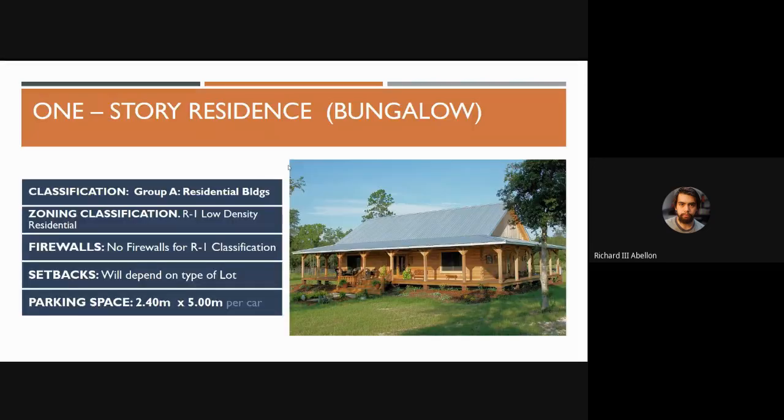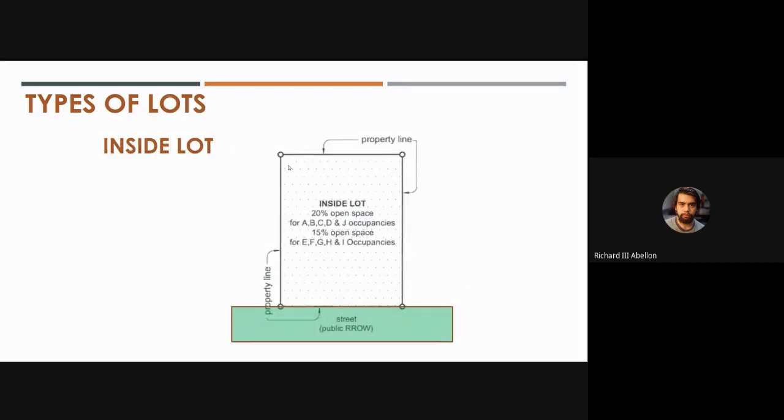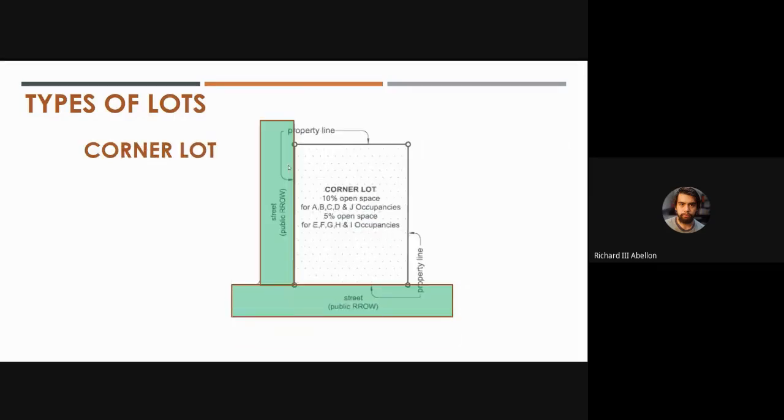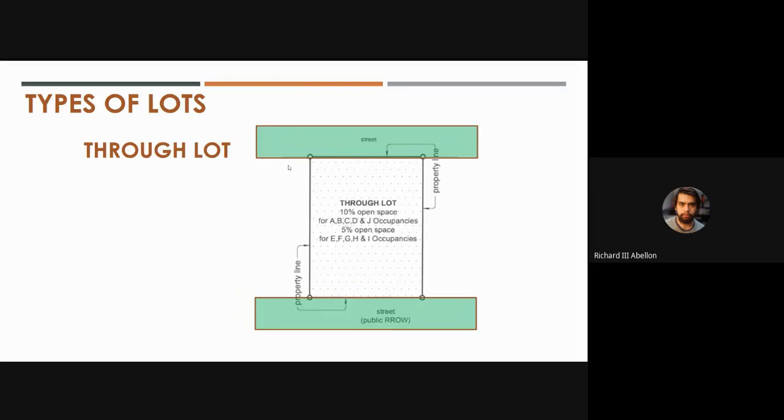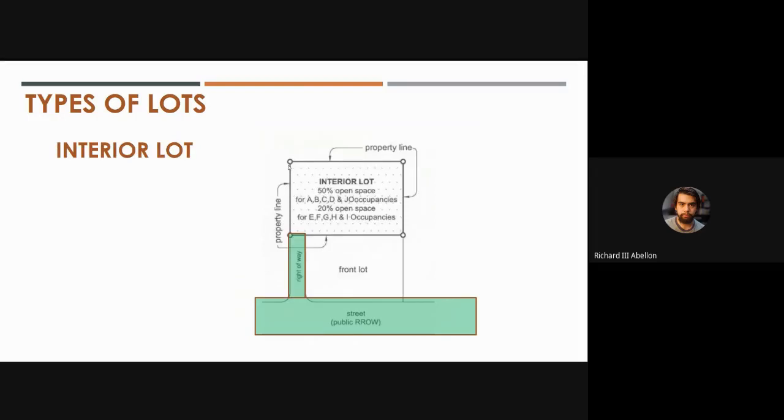Okay? So, those are the types of lot. Ulitin natin. Inside lot, isa lang yung adjacent road. Corner lot, dalawa na magkadikit din, so nasa corner siya. Through lot is para streets are parallel with each other, opposite. Ayan. Then corner through lot, three sides are adjacent to a road. Then interior lot is yung may lote ka sa harap, then may konting daan papunta sa lote mo.